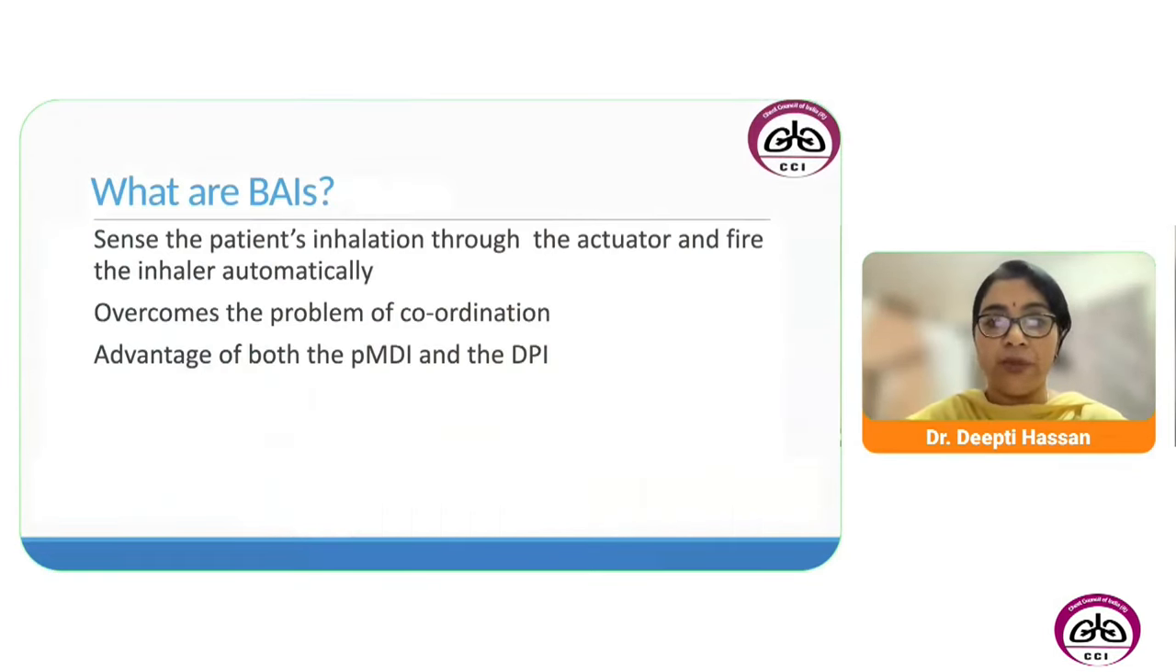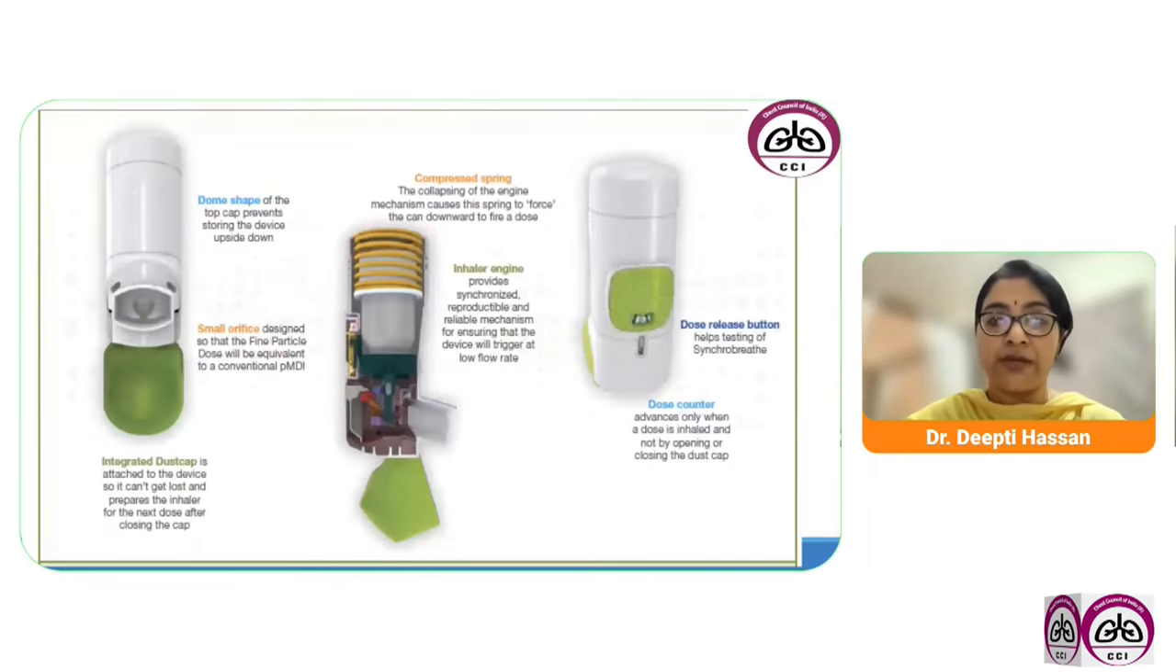So coming to breath-actuated inhalers, here the inhaler will sense the patient's inhalation through the actuator, and then automatically it will release the drug. So here it overcomes the problem of coordination, and that is the advantage of both MDI and DPI. As you can see, the advantage of DPI is the dome shape and there is a dust cap, and all you have to do is actuate with breath. And the advantage of MDI is it's a small orifice, so a very fine particle dose will be released.